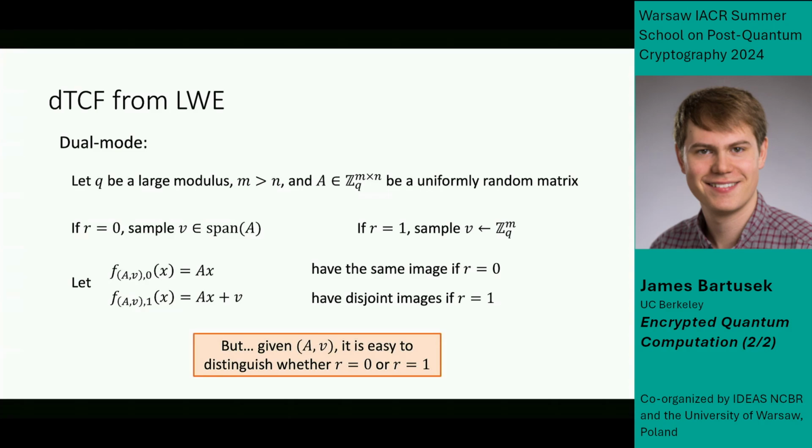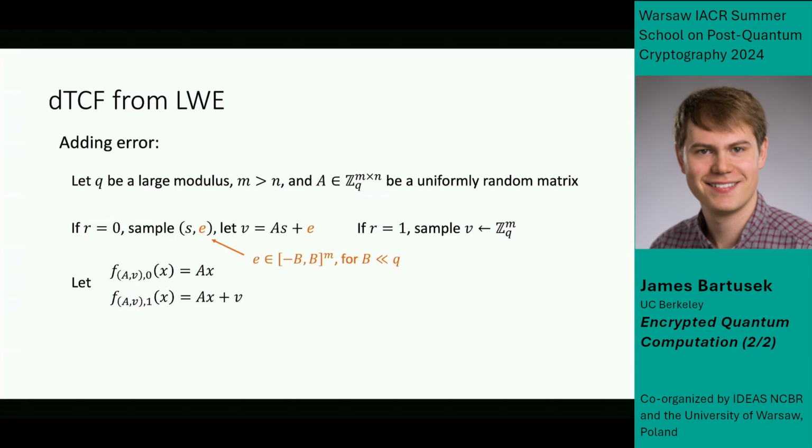In particular, it allows us to hide a vector, or take a vector in the span of A, add a little bit of noise, and suddenly it becomes indistinguishable from random, right? So let's suppose that instead of simply defining V to be in the span of A, we sample a little bit of noise and add that in order to define our vector V, right?